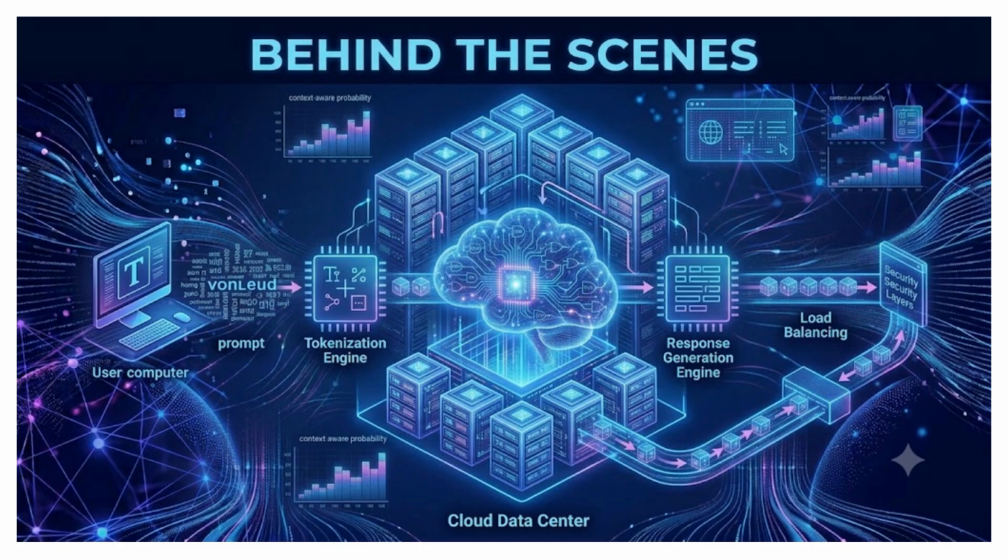On the left, the user's computer sends a prompt to powerful cloud servers. Instead of processing everything on your own device, the request is securely transmitted to large data centers, where the AI model is hosted. The first step inside the server is tokenization. Here, your prompt is broken into smaller units called tokens, allowing the AI to process the text efficiently. These tokens are then passed to the large language model, represented by the glowing AI brain at the center.